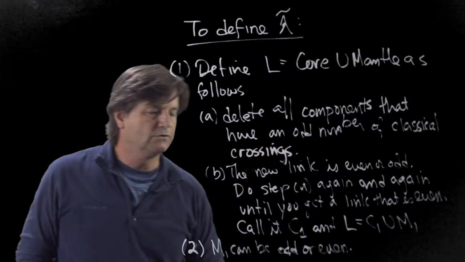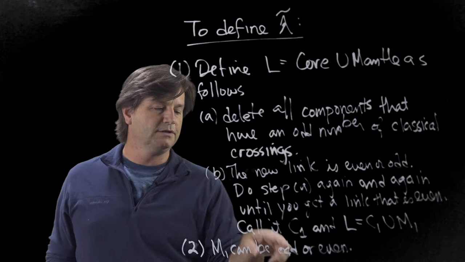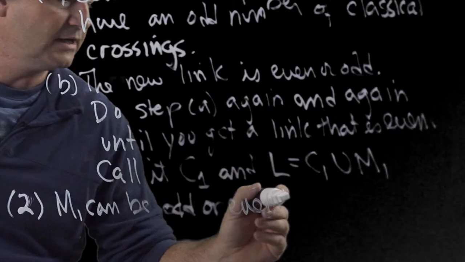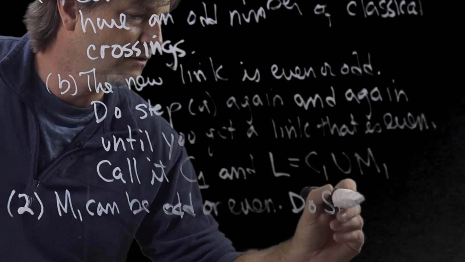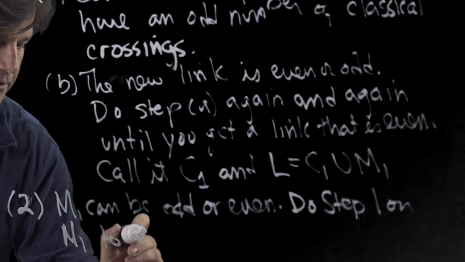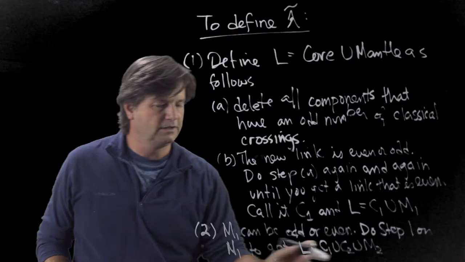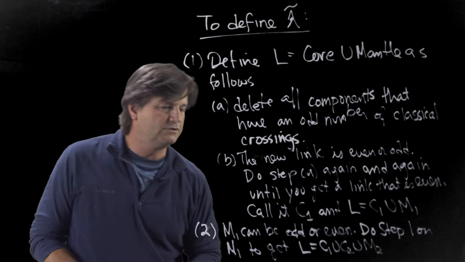So we can do step 1 to M1. We can just think of M1 as its own link all by itself, and then we can ask for its core. So do step 1 on M1 to get, well, now L is equal to C1 union C2 union M2. Or this part right here was the original M1.